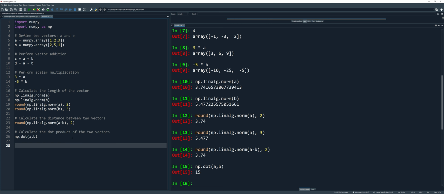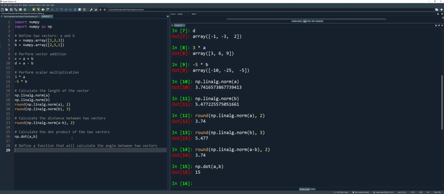Next, let's try to calculate the angle between two vectors. We can do that by creating a new function, because as far as I am concerned, there is no function that calculates the angle between two vectors. So we need to create one. Define a function that will calculate the angle between two vectors.